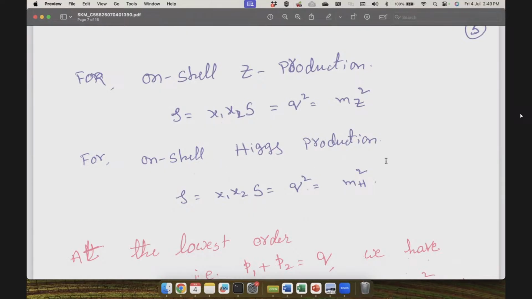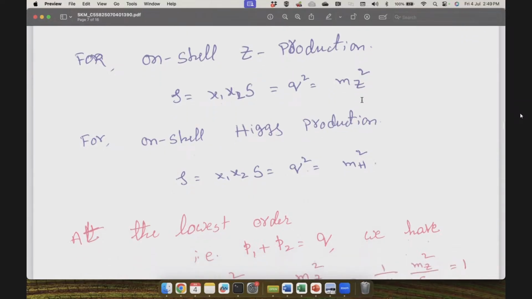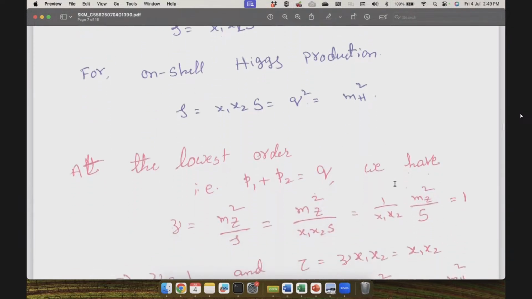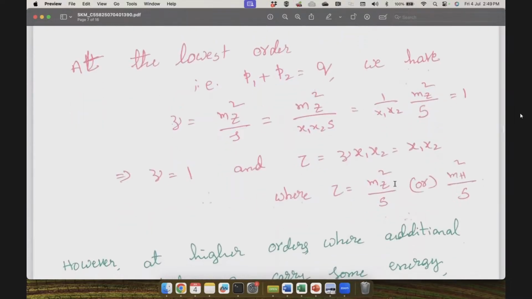For the on-shell Z boson, it is mZ², whereas for on-shell Higgs production, Q² equals mH². Now at the lowest order, at the parton level cross section, the entire incoming energy P1 plus P2, where P1 is the four momentum of the quark and P2 is the four momentum of the anti-quark, or in the case of gluon fusion, the four momenta of the incoming gluons, should exactly convert to the given final state momenta. So it is exactly on-shell, and there is no violation of the momentum.